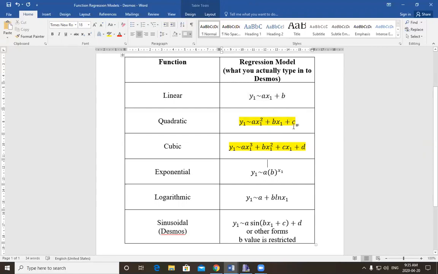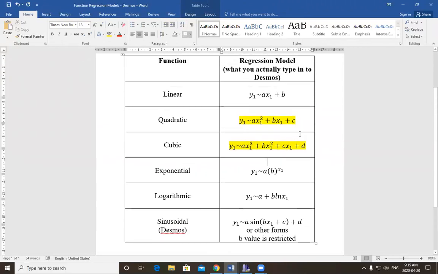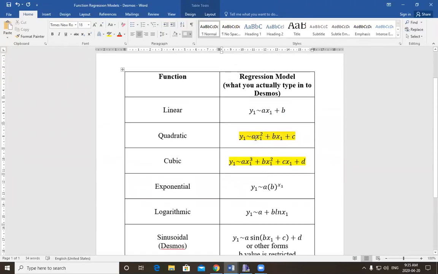It also represents the initial value. So that's going to be very important. So again, in Desmos, we'll be getting the values for A and B and C, or A, B, C, and D, and then we'll be just substituting them in place of the A, B, and C, and D. And so I'll show you some examples as we go through the notes.